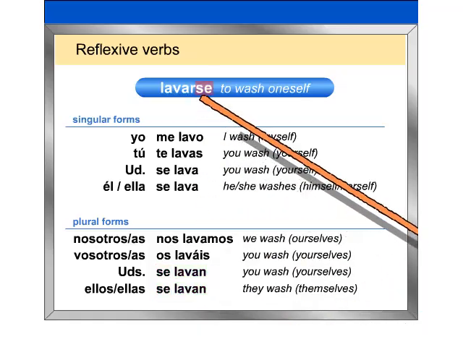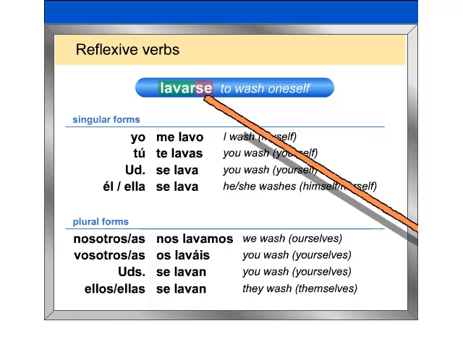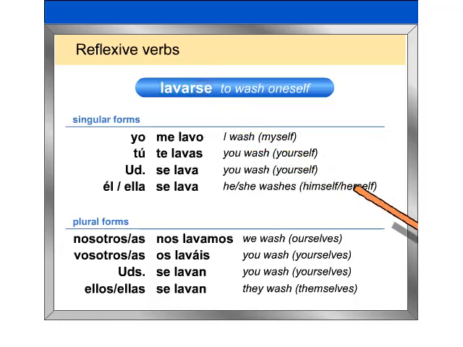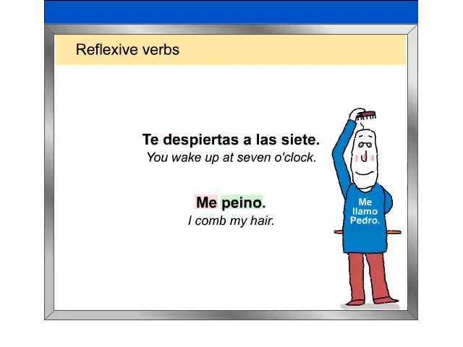The pronoun se attached to an infinitive identifies the verb as reflexive. For example, lavarse. When a reflexive verb is conjugated, the reflexive pronoun agrees with the subject, as in these examples. Te despiertas a las 7. Me peino.